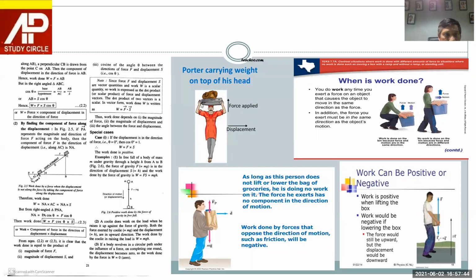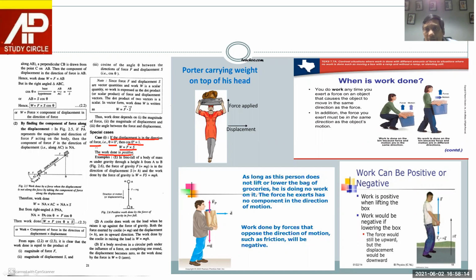So there are certain cases now. I did the first case first of all. The first case is when displacement is in the direction of force, that is theta equal to zero. Cos zero is one, so W is equal to F into S. Work done is said to be positive. Maximum work is being done in this situation.